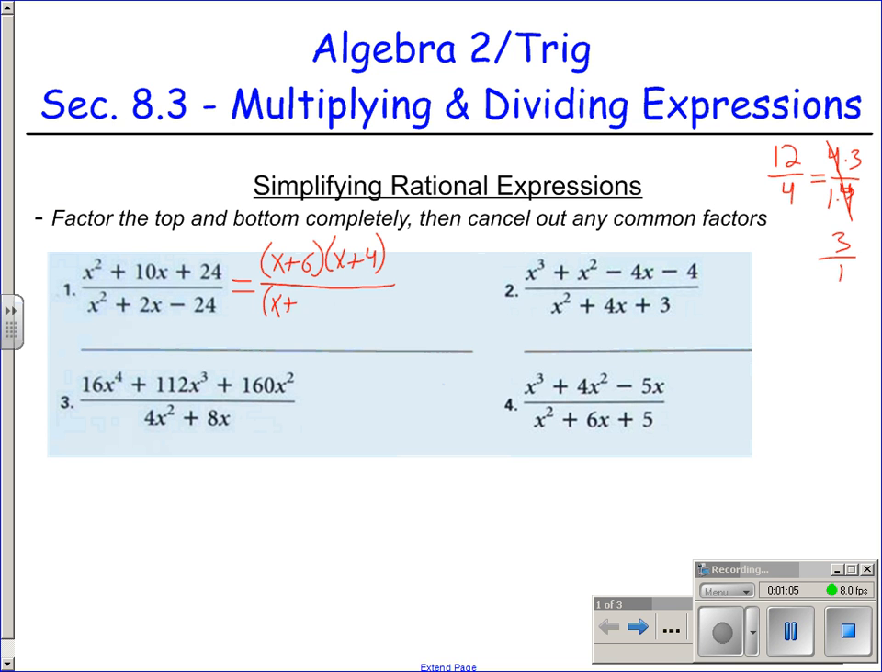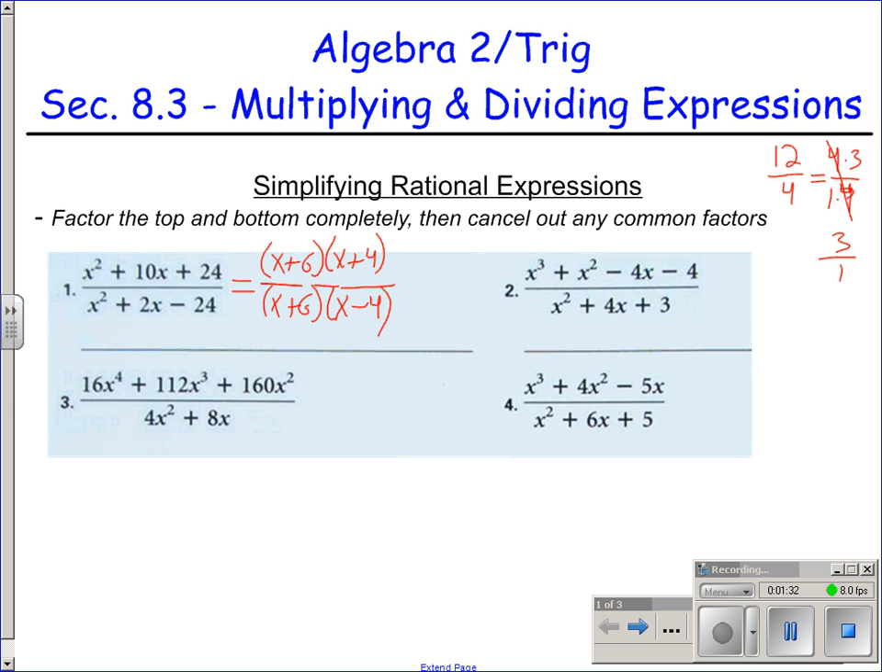x plus 12, no, hang on, wrong number. We've got to have x plus 6 and x minus 4. There we go. That works.